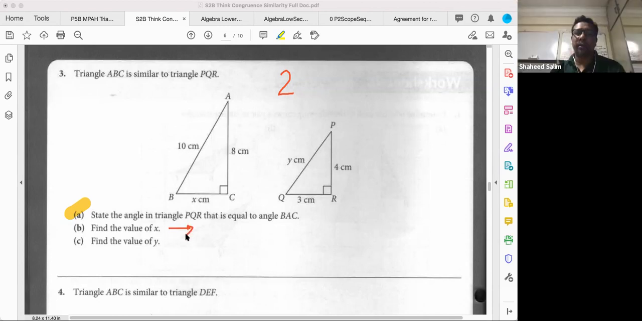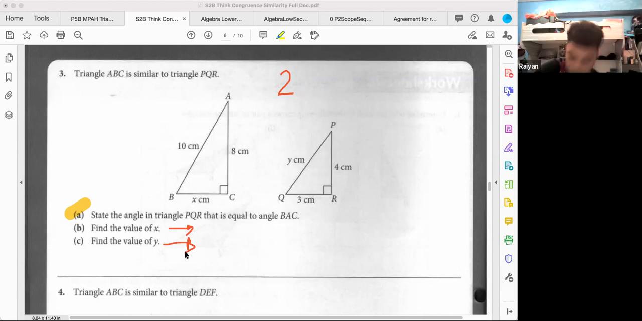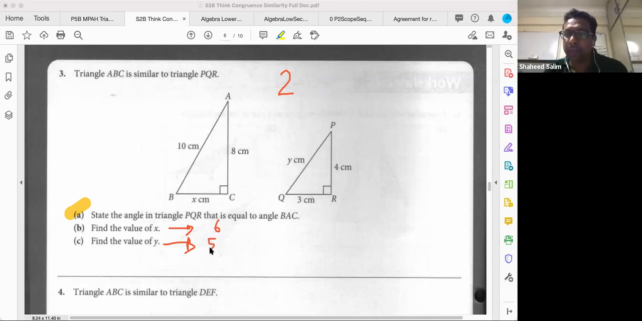You calculate. X is 6. Good. Y is 5. That's all. That's easy. Is that easy, right? So you notice that all of them have to be consistent.